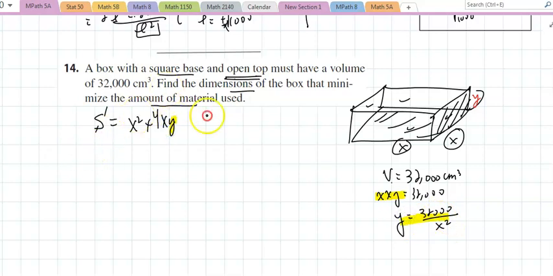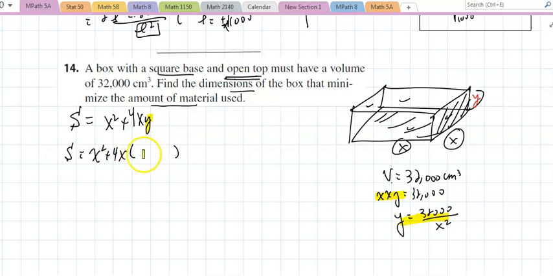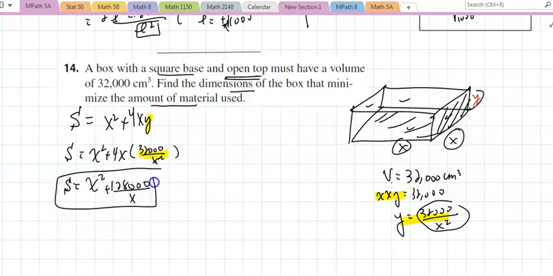And my s, you know what, I'm going to shift to the left. So my s is going to equal x squared plus 4x, and instead of y, I'm going to throw in the value of y, which is 32,000 divided by x squared. So s is x squared plus 4 times, what is that? There it is. That's my equation. Once I have the equation, I know what to do. I'm going to take a derivative.